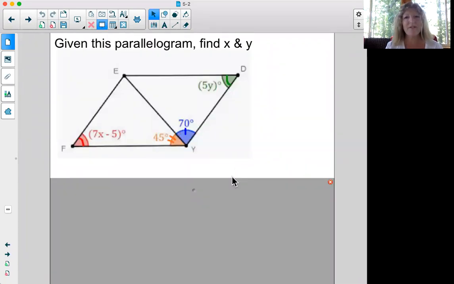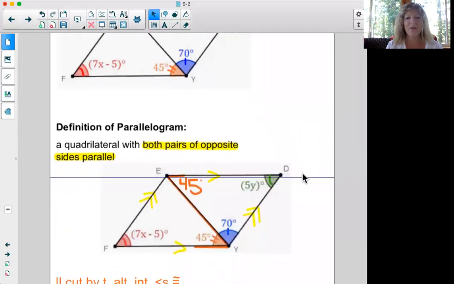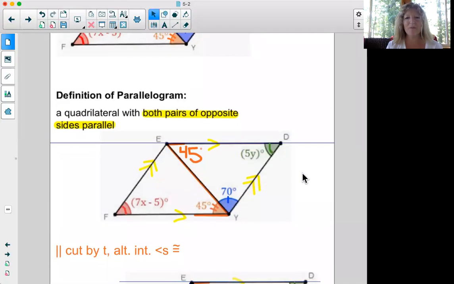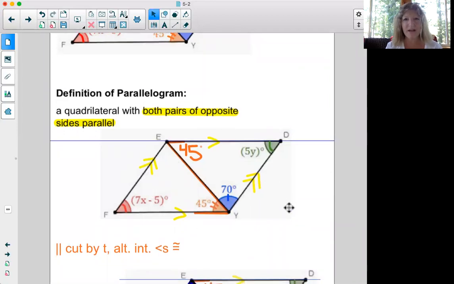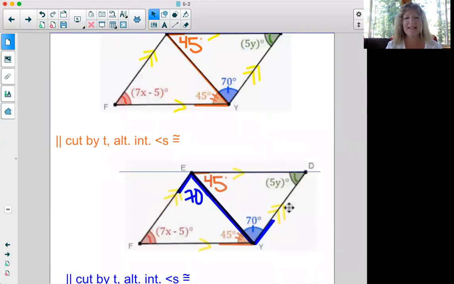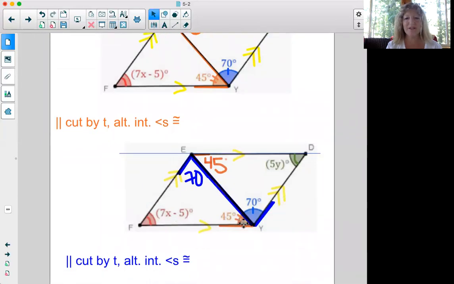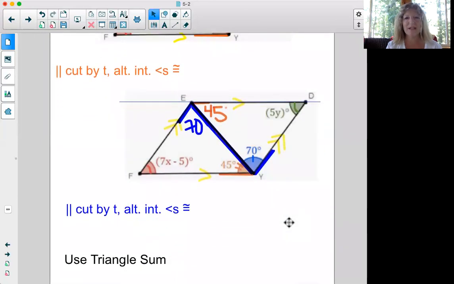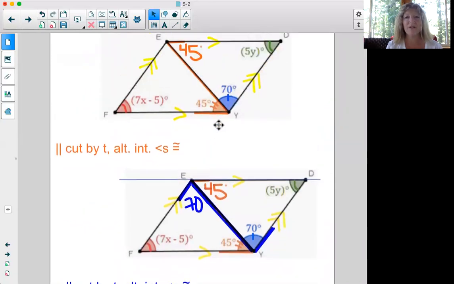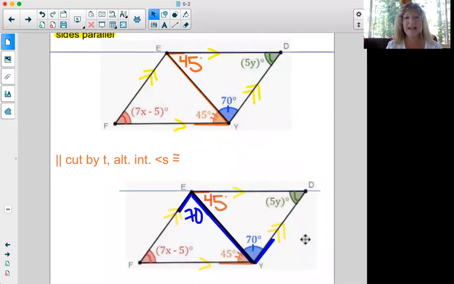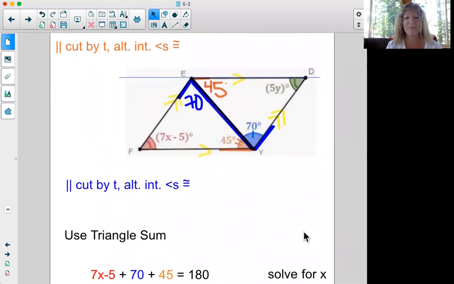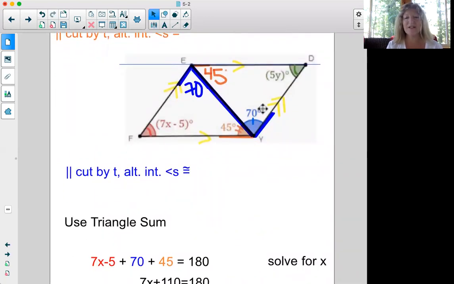So you can use that definition to find x and y in this diagram based on what you already know about parallel lines cut by a transversal and triangle sum. So pause, practice, and press play. We know the definition of a parallelogram is both pairs of opposite sides are parallel, so we can mark our diagram. And we know that when parallel lines are cut by a transversal, alternate interior angles will be congruent. And since there are two pairs of alternate interior angles, we can make two z's, and then we can use triangle sum to find x and triangle sum again to find y.